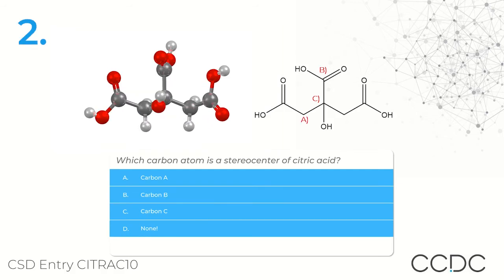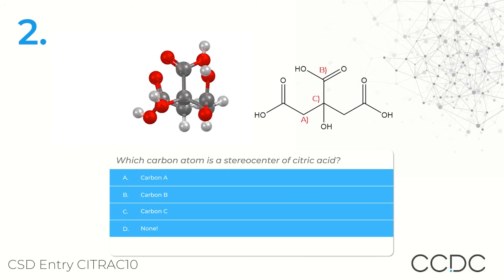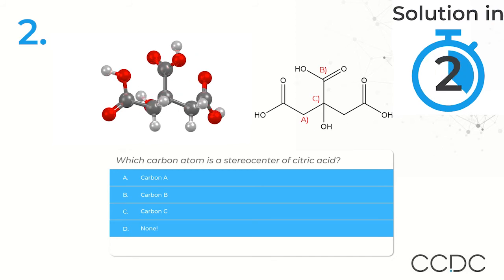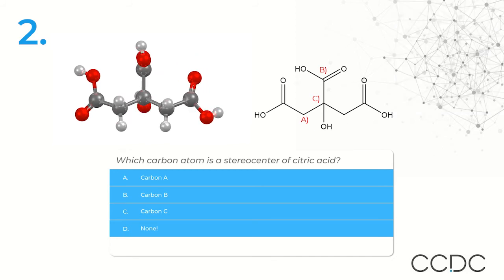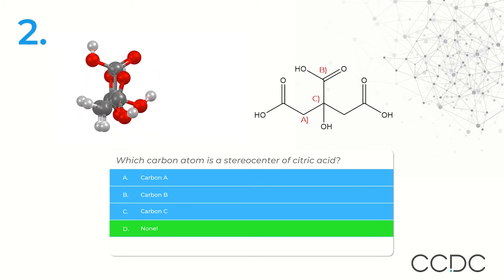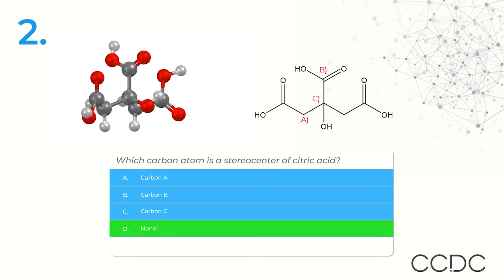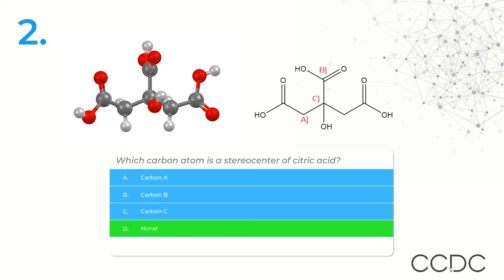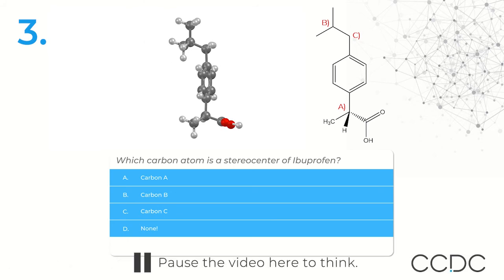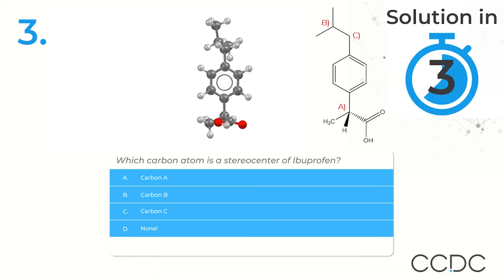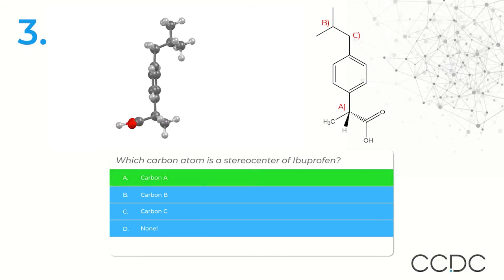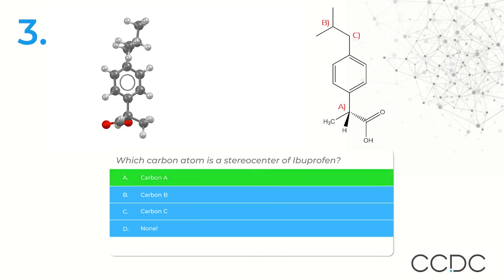What about this molecule of citric acid? Can you identify a chiral carbon? That was a tricky one. Citric acid has no stereocenters. Look carefully at the structure. There are no carbon atoms that are bonded to 4 different groups. Did you know that the molecule of ibuprofen is chiral? Which carbon do you think is a stereocenter? That's right. The correct answer is carbon A, which is attached to 4 different groups.